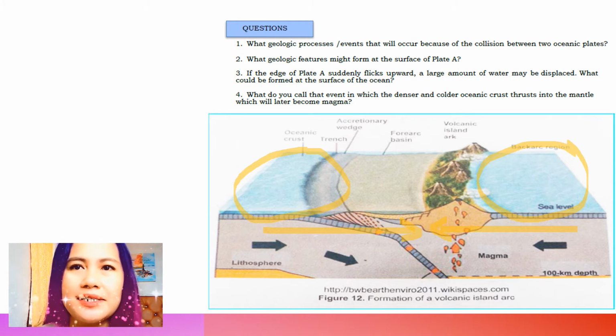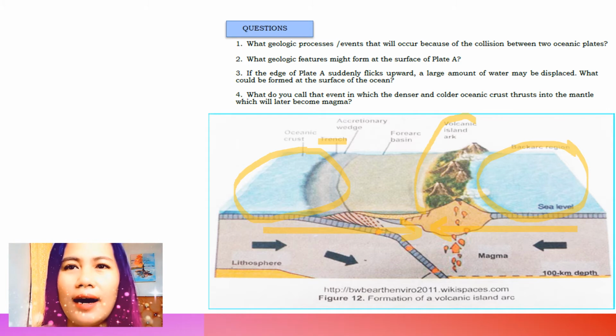Asa man kaani si plate A? So, naa trench along plate A. Along plate B, naa siya gitawag og volcanic island arc.